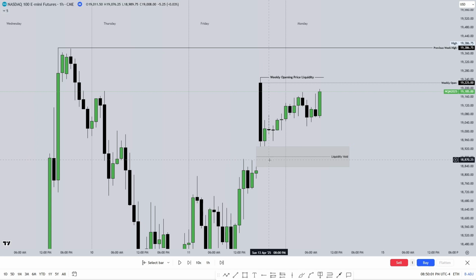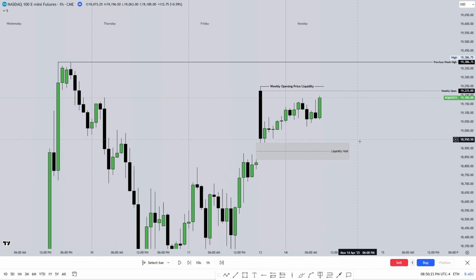So anytime there's a liquidity void, especially with new week opening gaps or new day opening gaps, those are going to be probably my primary draw on liquidity for that day. And that's exactly what it was for today. As soon as I opened the charts and saw this, I knew exactly where my draw on liquidity was going to be. It was just a matter of what do we need to take first before getting there.